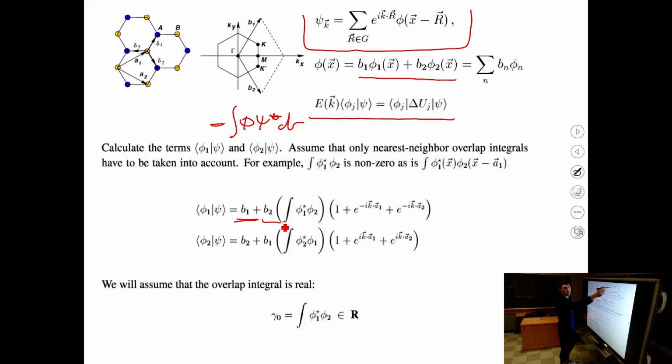So you plug in this phi into the psi, and then take a matrix element between them. So you're going to have the integral of phi 1 and phi 2. And you're going to have this term, which we should discuss in a bit of detail. This is where the tight binding approach begins to kick in.